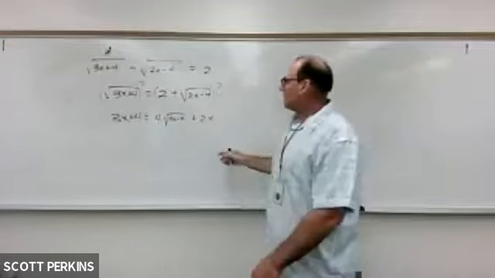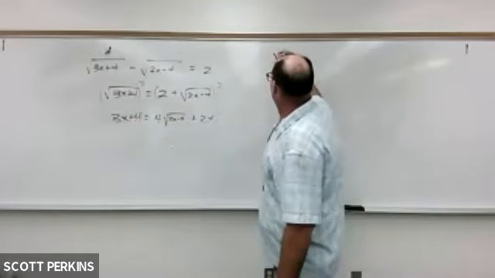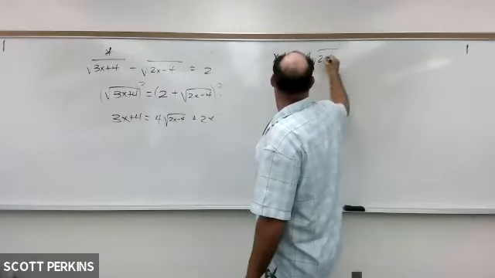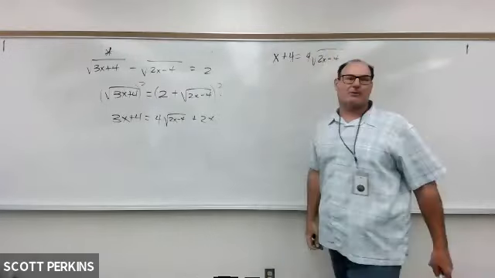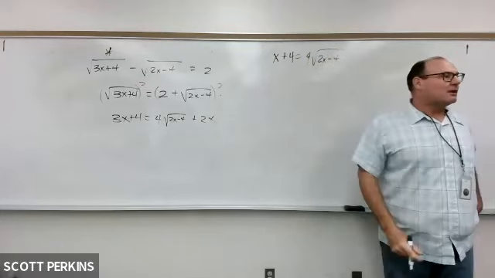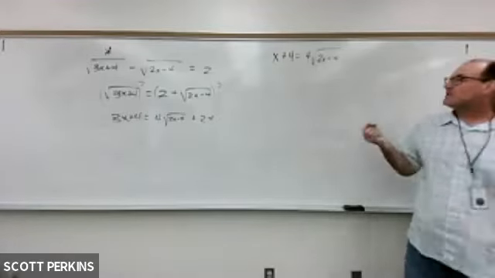All right, so let me just bring the 2x over to this side. So when I do that, I have x plus 4 is equal to 4 times the square root of 2x minus 4. I'm going to leave the 4 in front of the radical. You can divide both sides by 4 and have a fraction over here if you like fractions. It's going to work out the same either way. And so now I'm going to square both sides.